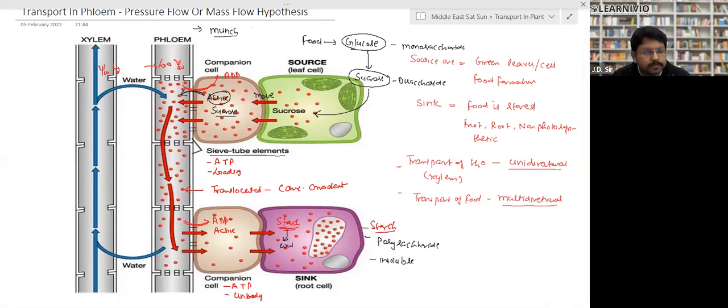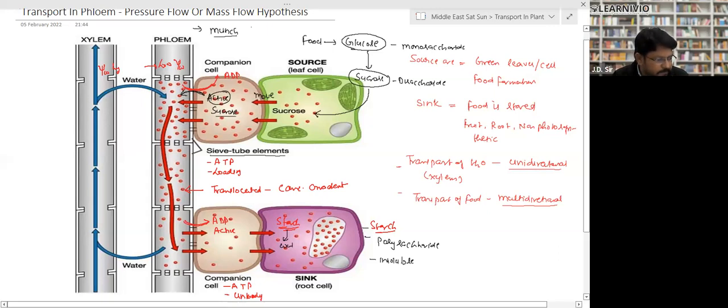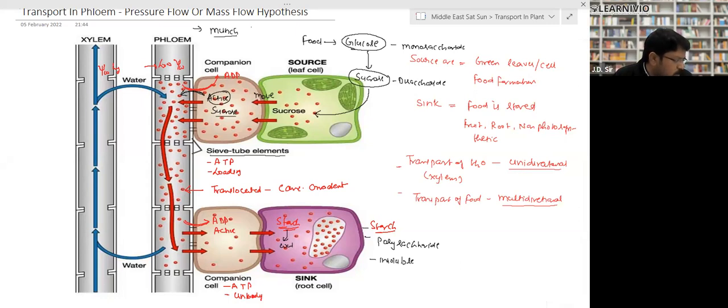According to this hypothesis, organic substances move from the region of high osmotic pressure to the region of low osmotic pressure in mass flow, due to development of a gradient.